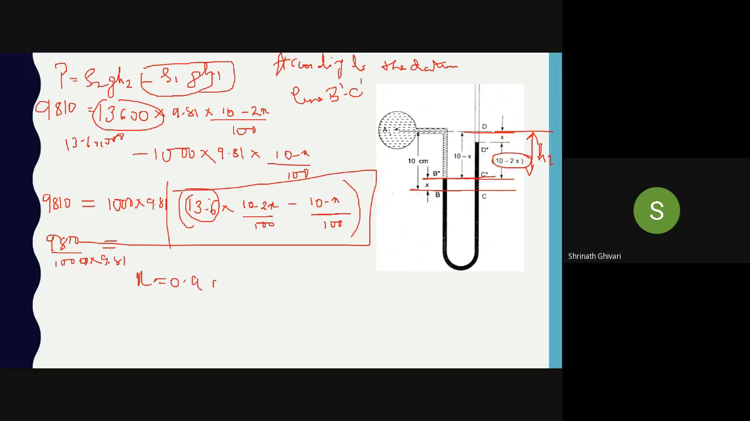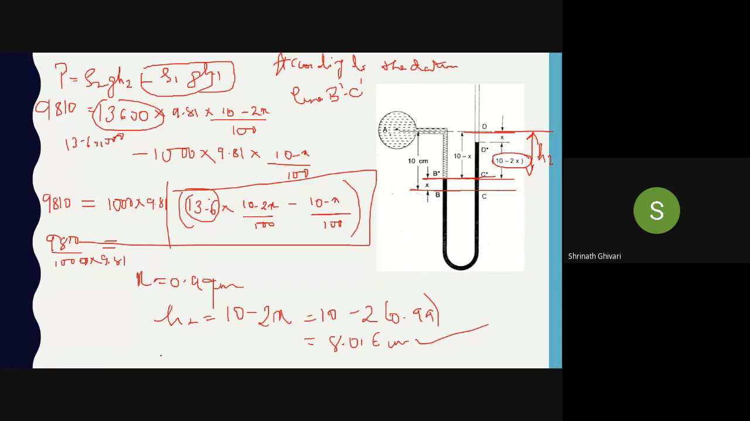Now what do I have to find out here? H2. H2 equals what? 10 minus 2x, so 10 minus 2 into 0.99 is how much? 8.016 centimeter. Okay, this is the answer.